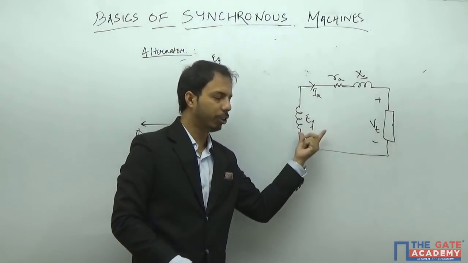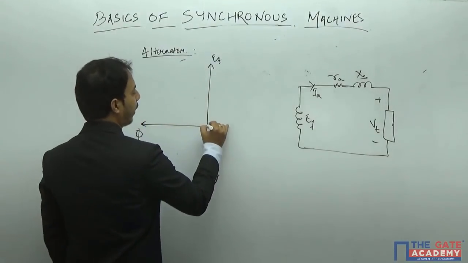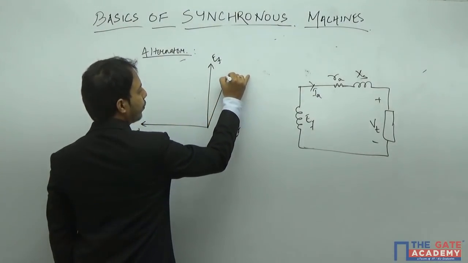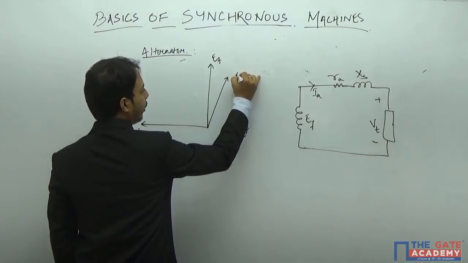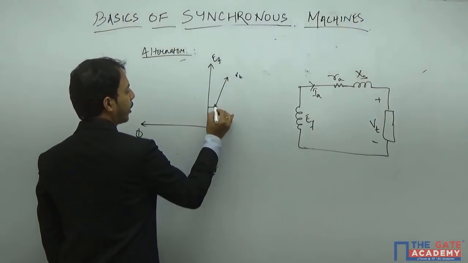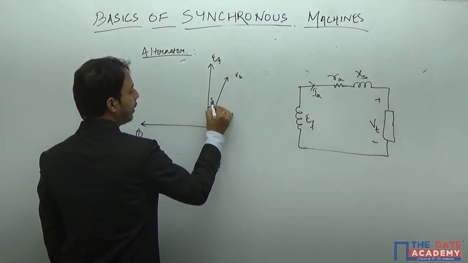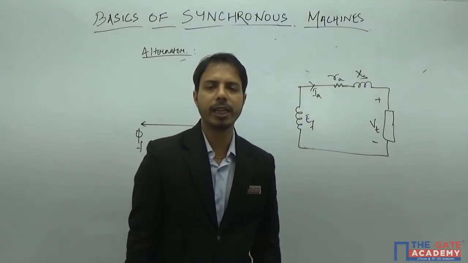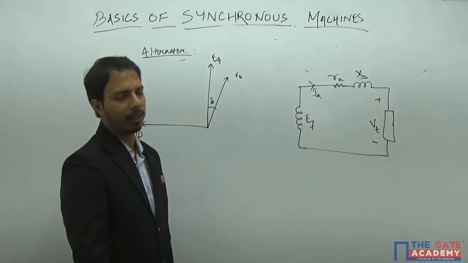Why? Because this is produced due to this. So this will always lag VT. What the value will be we will see later, that will depend on the current actually. So let us say this angle between VT and EF is called the delta angle.